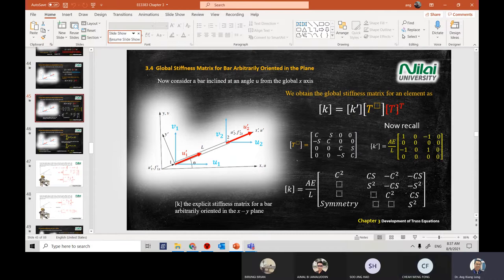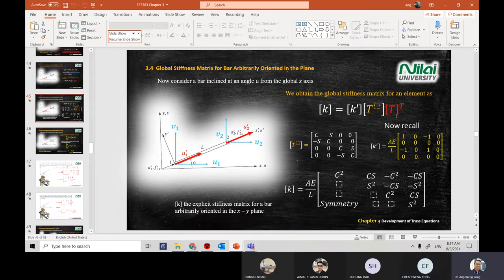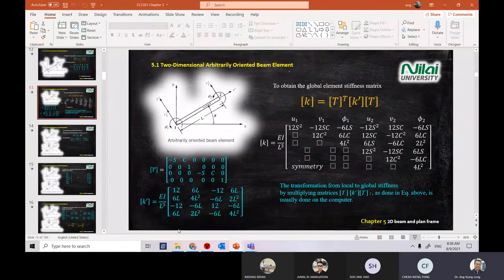K equal to K prime T, T now transpose. Right. But in the set you showed just now in Chapter 5, T transpose is in the form... Oh. You see in my slides just now, my T transpose I put in the front. If so, we do the multiplication like this, we will not get the cosine sine form. Yeah. We will not get the final form like that, right? Okay.